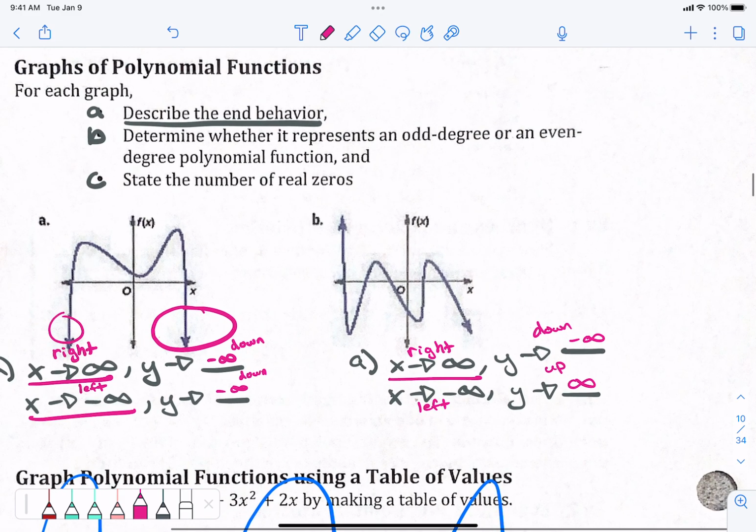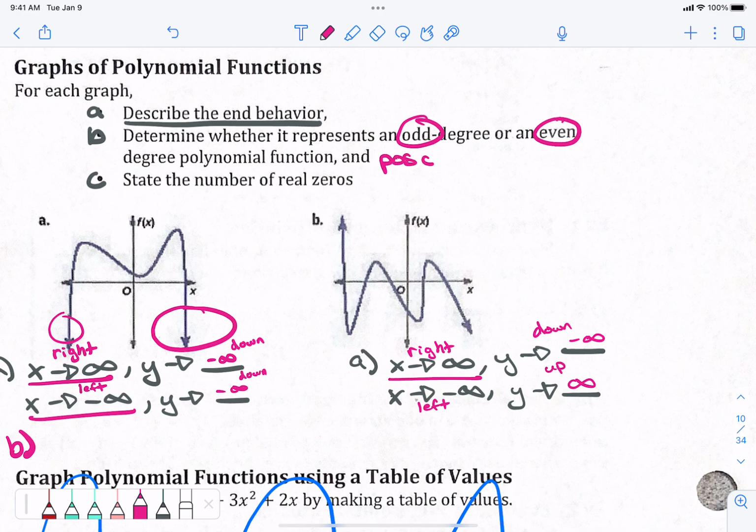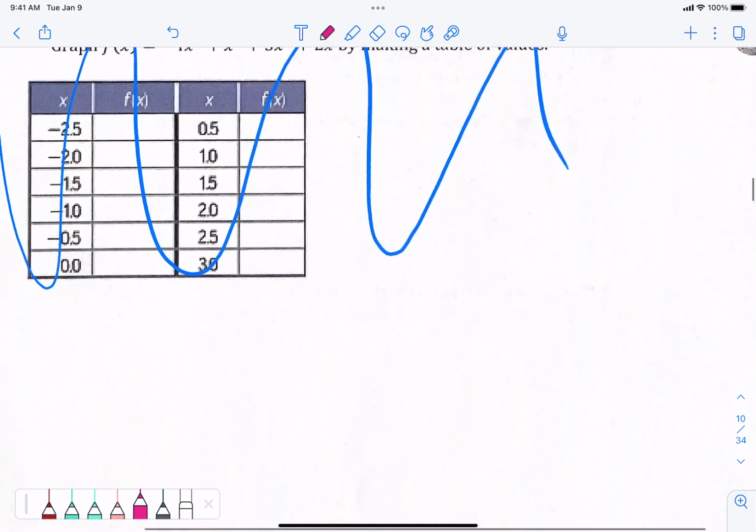The second part, part B, I'm going to alter the instructions for part B because they say determine whether it's odd or even. And then I'm going to say and whether it's positive or negative. So we have to decide those, positive or negative and odd or even, okay? We may have talked about this before already. Odd or even, that's the first thing we're going to decide. Is this function an odd degree or an even degree? Here's how we know.